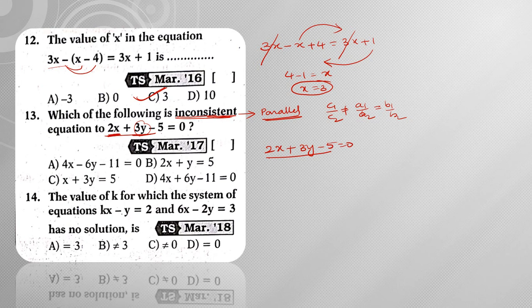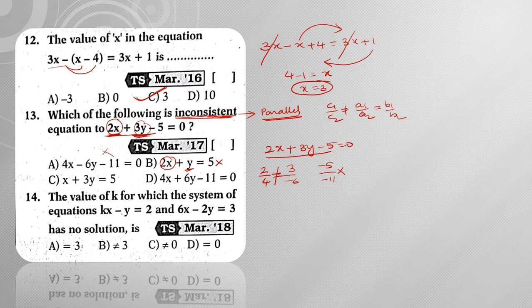Now you need to verify which is inconsistent with this equation. If you go with the first option, so 2 by 4, next 3 by minus 6, next minus 5 by minus 11. So clearly here only it is failing. So option 1 is not possible. Next, if you go with the second option, here you have 2x, here also you have 2x, but here you have 3y, you don't have 3y here. So clearly the second option also fails.